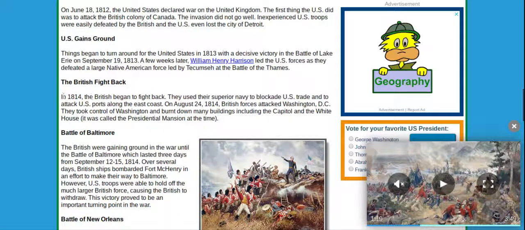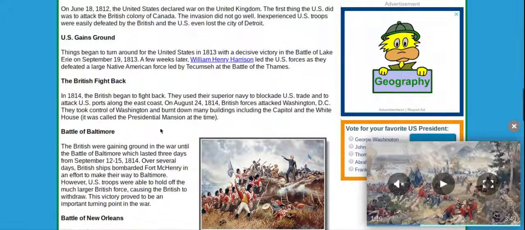The British fight back. In 1814, the British began to fight back. They used their superior navy to blockade U.S. trade and to attack U.S. ports along the East Coast. On August 24, 1814, British forces attacked Washington, D.C. They took control of Washington and burnt down many buildings, including the Capitol and the White House. It was called the Presidential Mansion at the time. So they burned down the White House during this war.